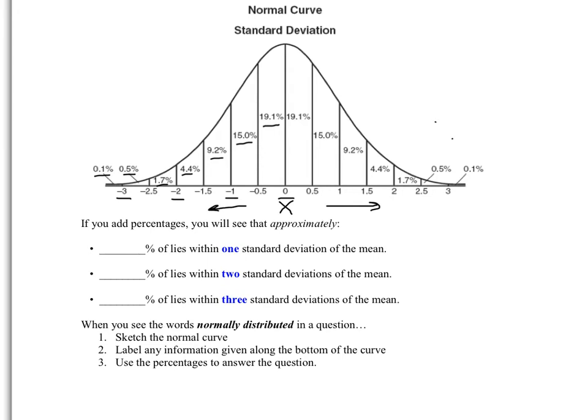If we add the percentages, you will see that a certain percentage lies within 1 standard deviation of the mean. So the key word here is within 1 standard deviation. So I'm going to be looking at between 1 standard deviation below my mean and 1 standard deviation above my mean. So that means that I'm going to add up 15%, 19.1%, 19.1%, and 15%. That is the percentage that lies within 1 standard deviation of my mean. So when I add that up, I get 68.2. We're going to be using these percentages quite often.